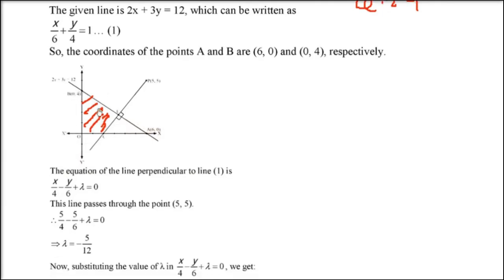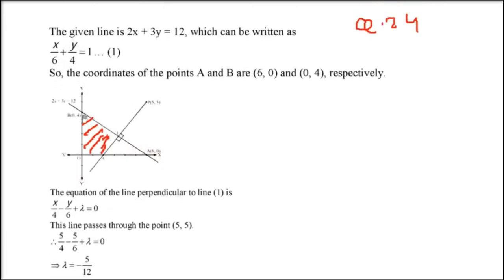And here, if you write the line equation in the form where you divide both sides by 12, you get the x and y intercepts. So from there also you can find this. There are multiple ways you can find this A and B.